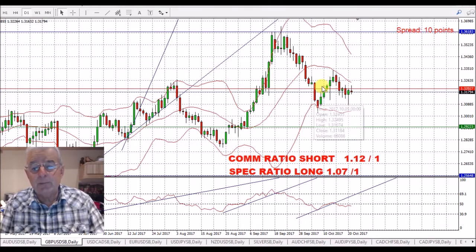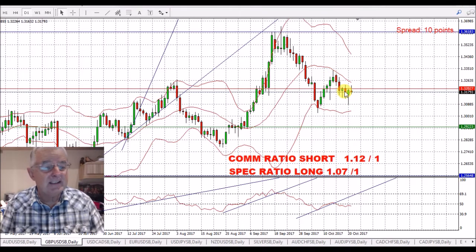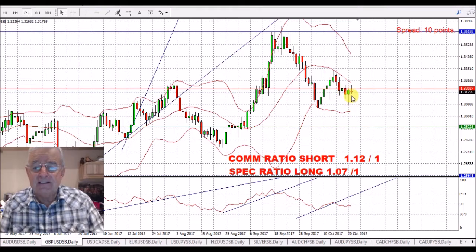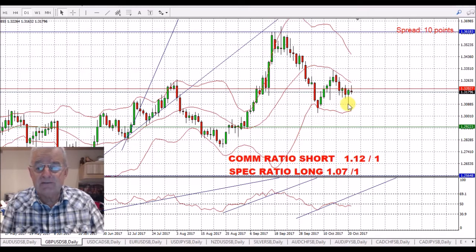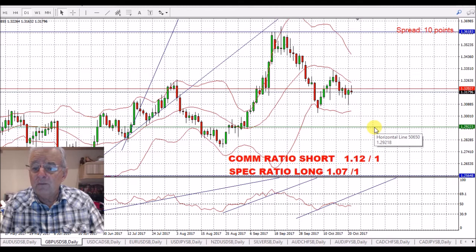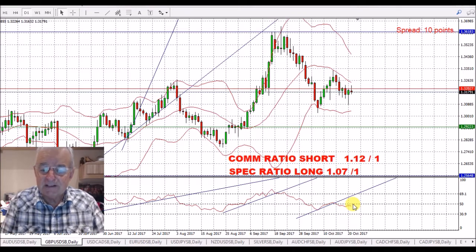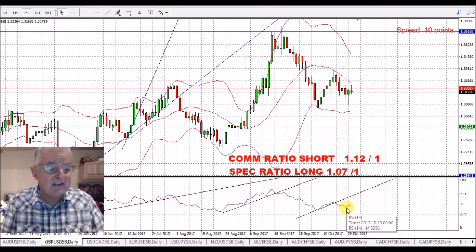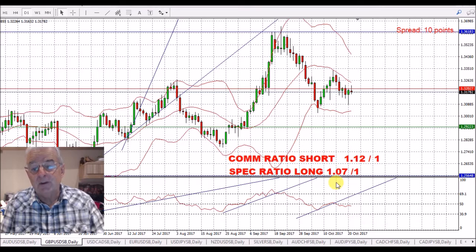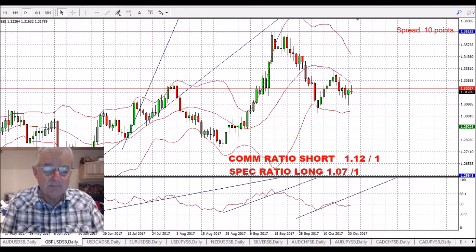We had a little bit of a pullback the other day, expecting strength in the dollar and expecting the pound to fall down. First target would be the 129 mark. We've got a commercial short ratio, that's short the pound, of 1.12. We're below the 50 on the RSI. We're slightly pointing down, but last 3 days have been a little bit sideways movement.